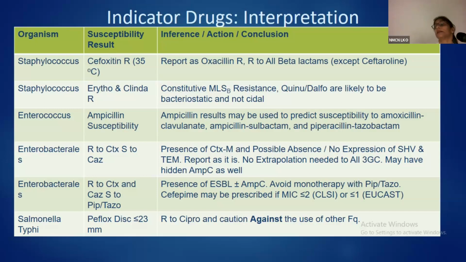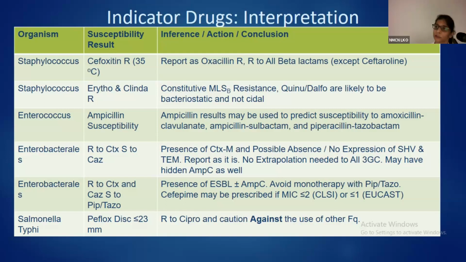Then if a Staphylococcus species has been reported to be resistant to erythromycin and clindamycin, what does it suggest? It suggests that it has constitutive MLSB type of resistance mechanism, which means resistance to macrolides, lincosamides, and streptogramin B. And most likely quinupristin and dalfopristin are likely to be bacteriostatic instead of bactericidal. Their doses may also have to be altered in such cases.